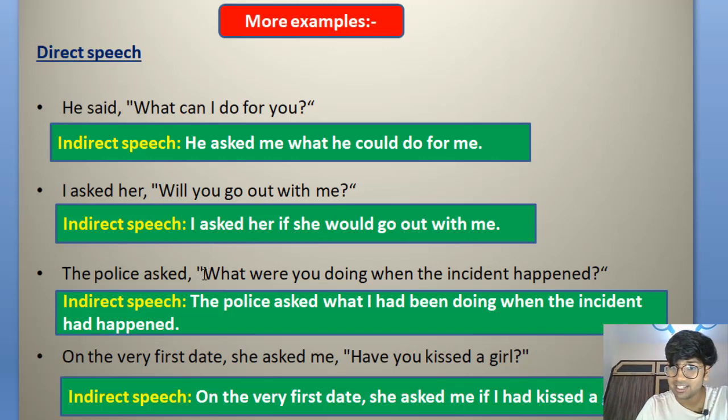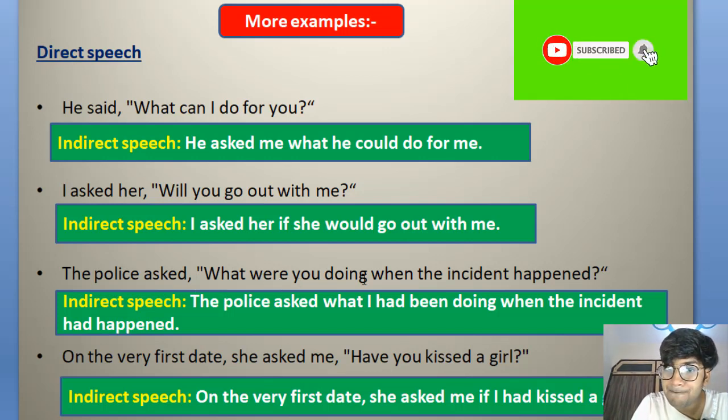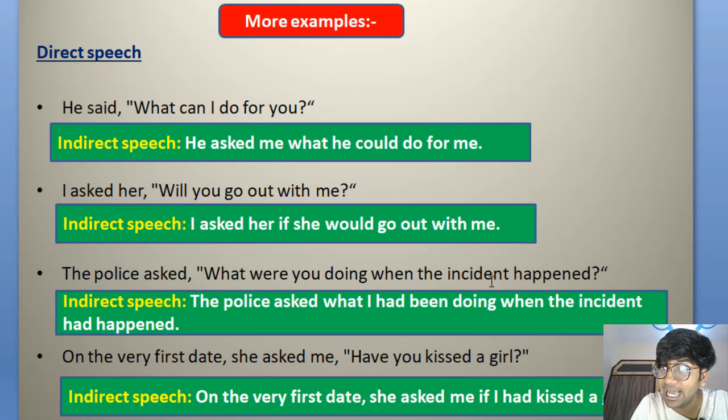Simple. The police asked, what were you doing when the incident happened? A question that needs to be justified, can't be answered in simple yes or no. The police asked, what? Who is you? That is me, right? The police asked what I was doing. Past continuous tense becomes past perfect continuous tense. The police asked what I had been doing when the incident happened. Past simple becomes past perfect: had happened. The police asked what I had been doing when the incident had happened. Simple? Yes, it is very simple.